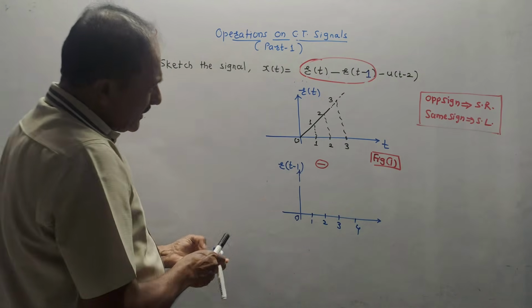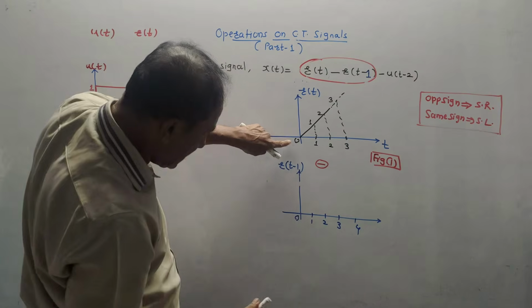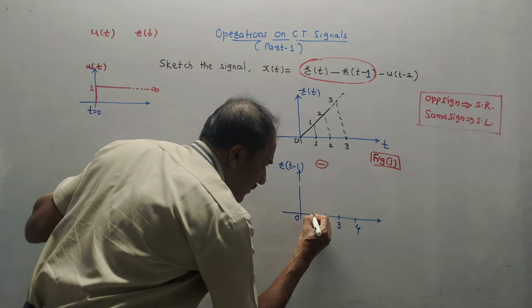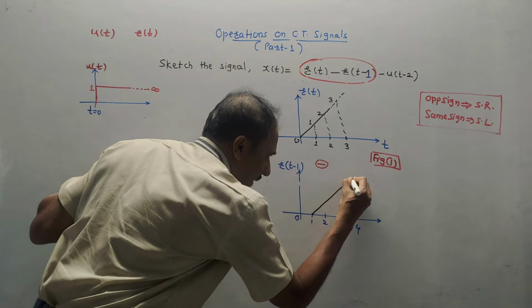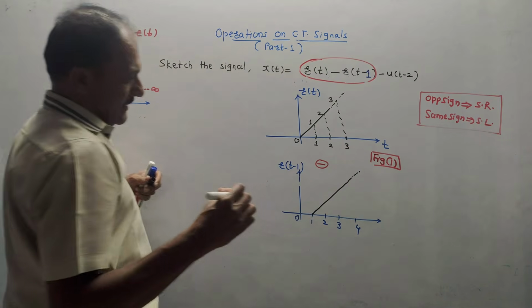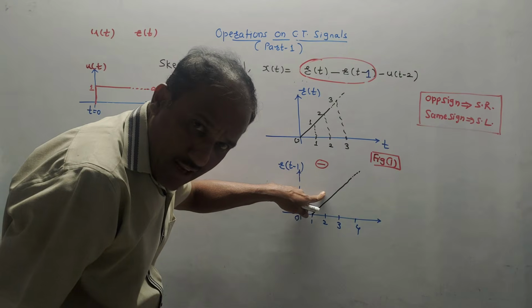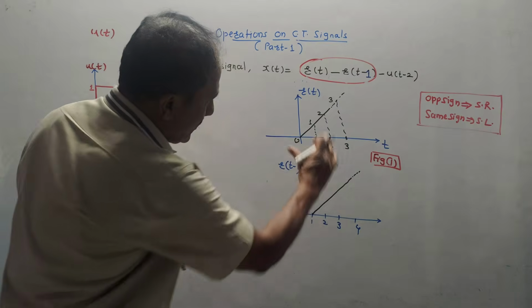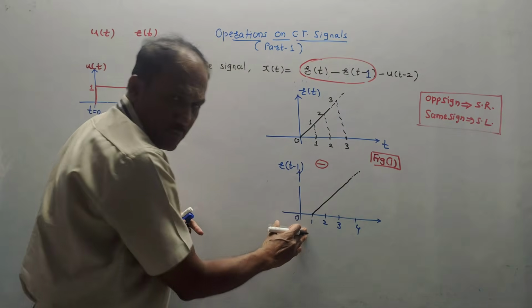Now I will have to shift this diagram towards right. This diagram is starting from 0, so shifted diagram will start from 1. Nature of diagram will remain as it is. Now this is a ramp signal, only starting point is different. It was 0, now it becomes 1 because I have shifted this diagram towards right by one position.